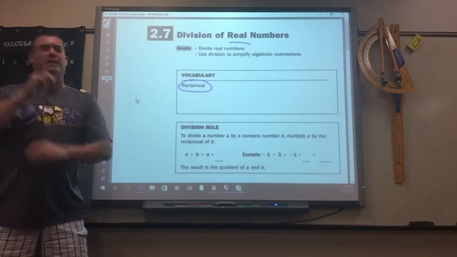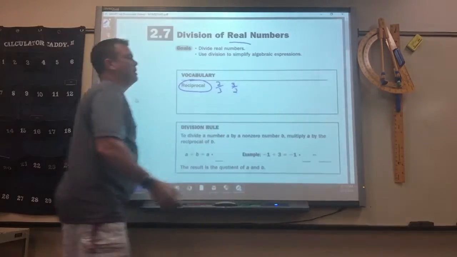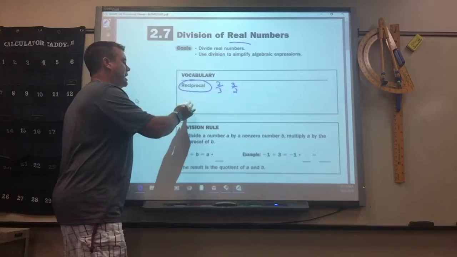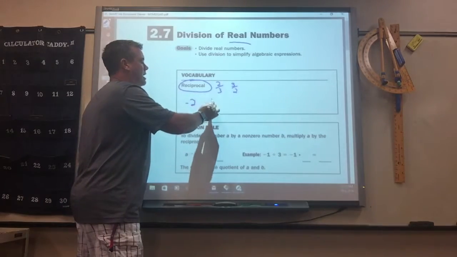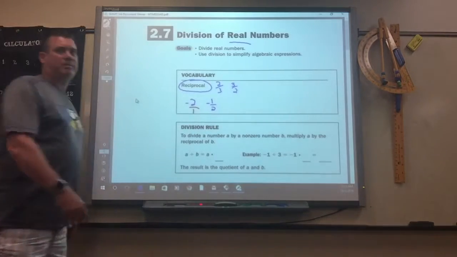Flip it, right. The reciprocal of 2/3 is 3/2. The reciprocal of -2 is -1/2. So you just got to put it as a fraction and then flip it.